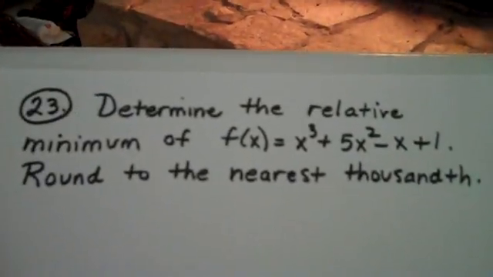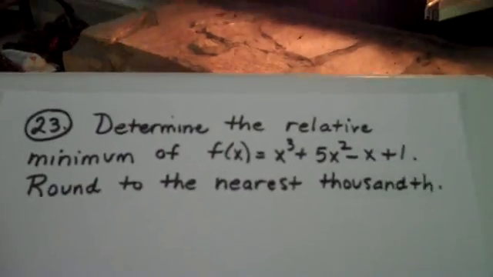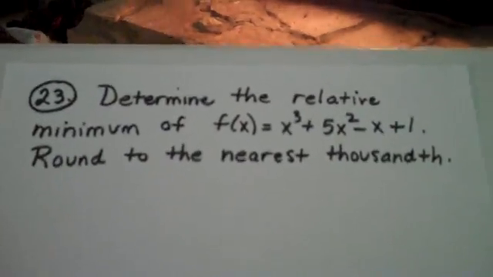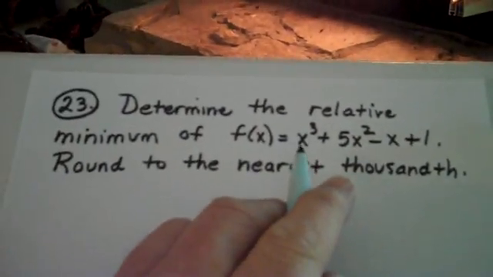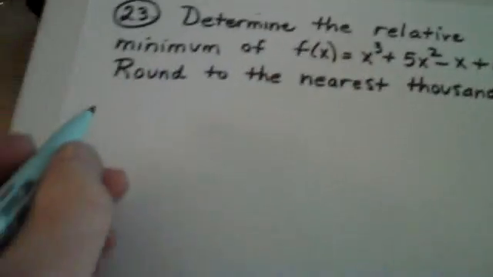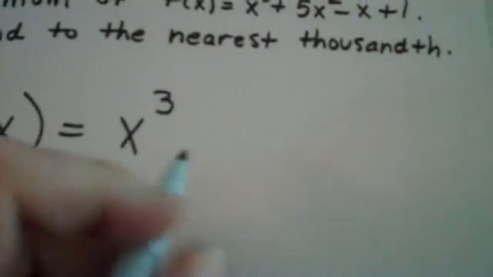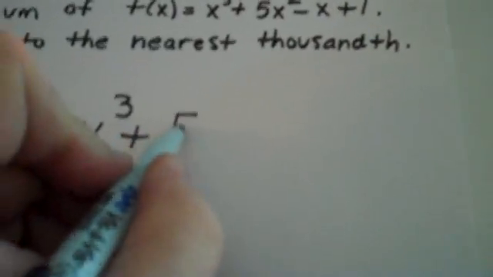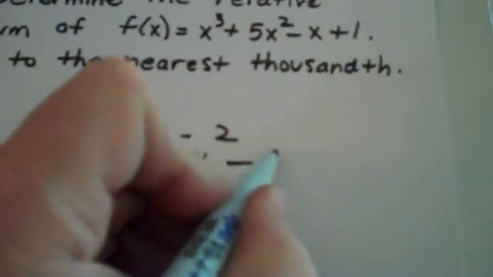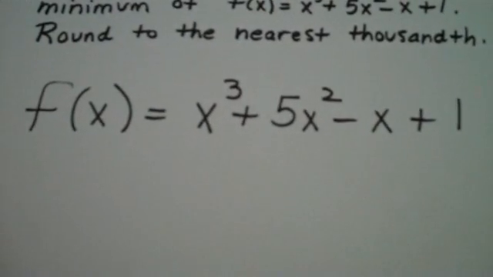Let's look at question number 23. Question number 23 asks us to determine the relative minimum of the function x cubed plus 5x squared minus x plus 1. So let me write this larger. f of x is equal to x cubed plus 5x squared minus x plus 1. That is our function.